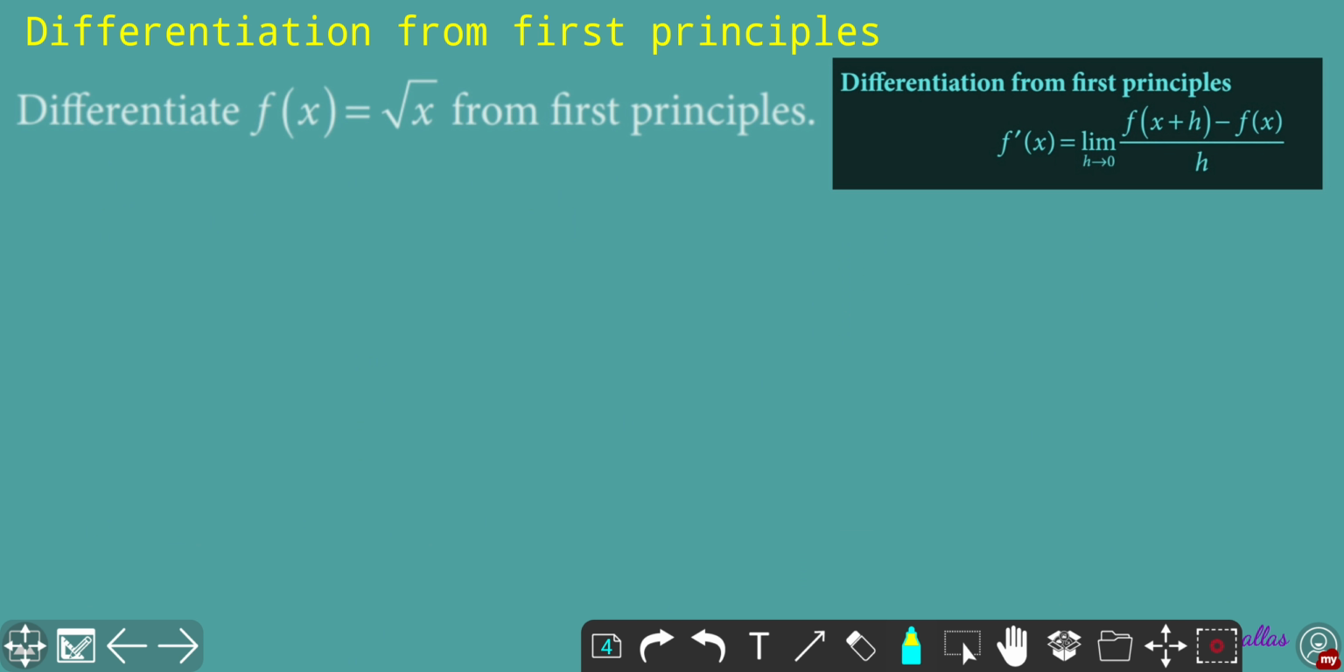Let's go to the next one. You need to differentiate f(x) equals the square root of x, from first principles. In other words, you need to find f prime again. In this case, I'll accelerate a bit.